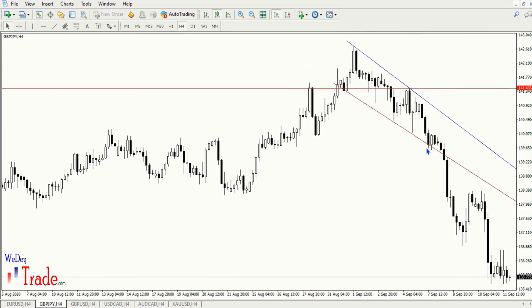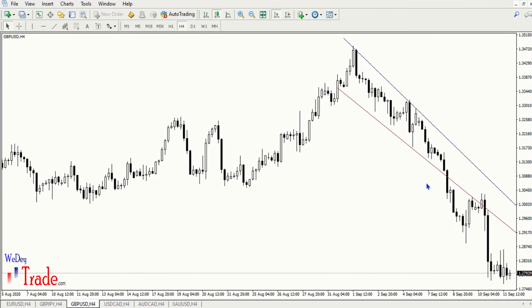The GBP JPY rather took a bearish close below the support of the descending channel and remained bearish throughout the week. And then, like I said last week, the GBP USD was actually going to follow the trail of the GBP JPY by dint of positive correlation. So the GBP USD also had a bearish week as it also took a break below the support of the descending channel.